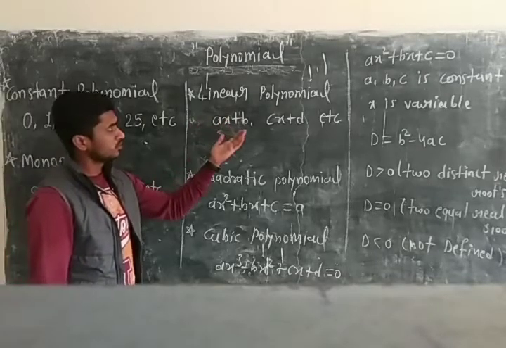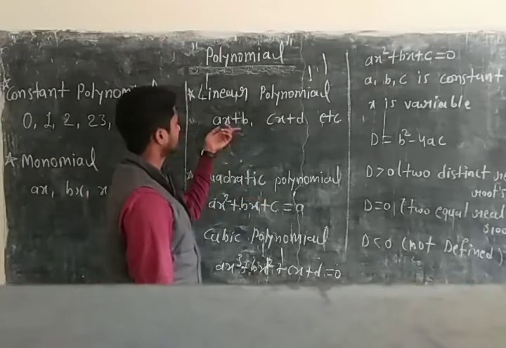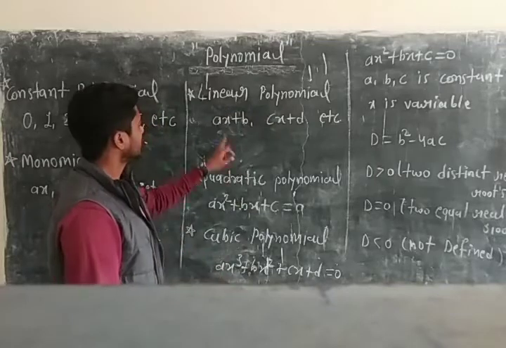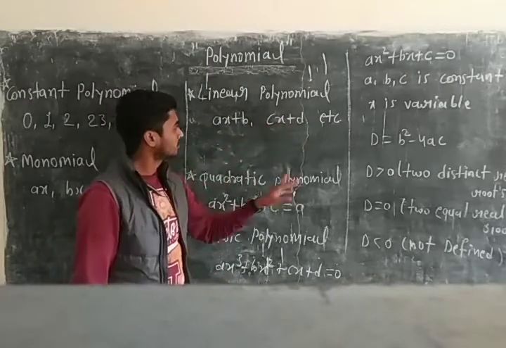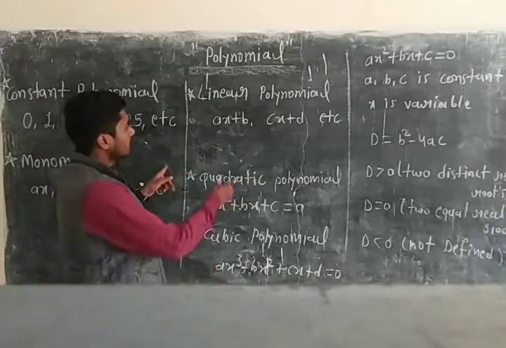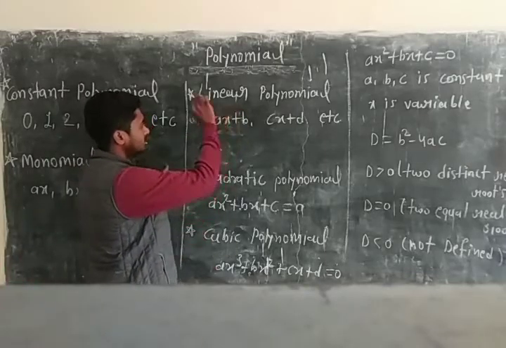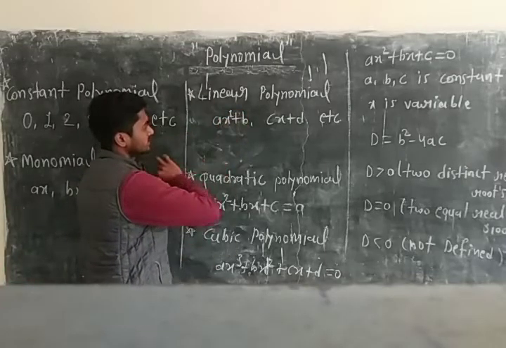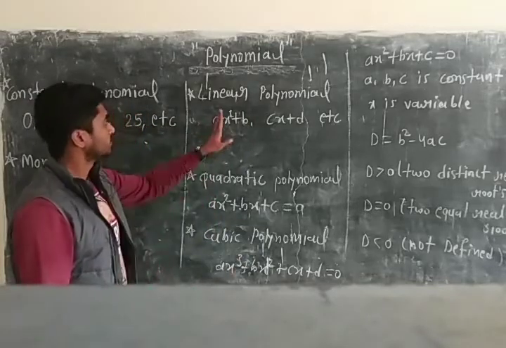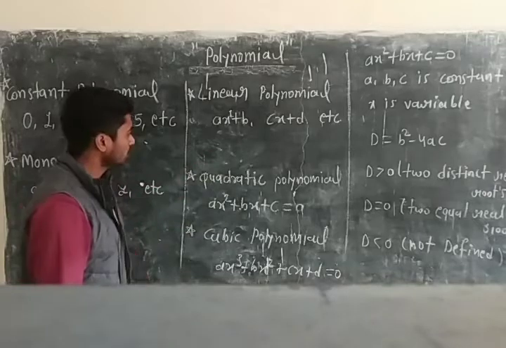After that, linear polynomial. So what is a linear polynomial? Here ax plus b, cx plus d. This is an example of a linear polynomial. Here a, b, c, d are constants and x is the variable. Here we can see the variable's highest power is 1. That's why it is known as a linear polynomial, because of the power.